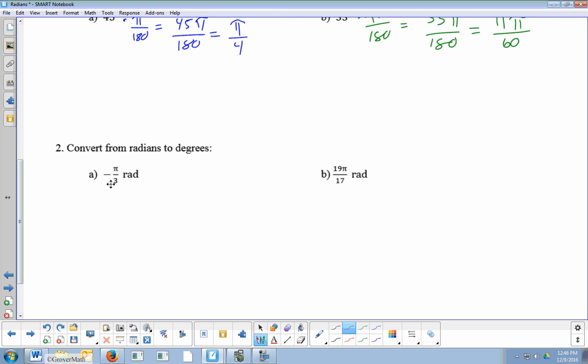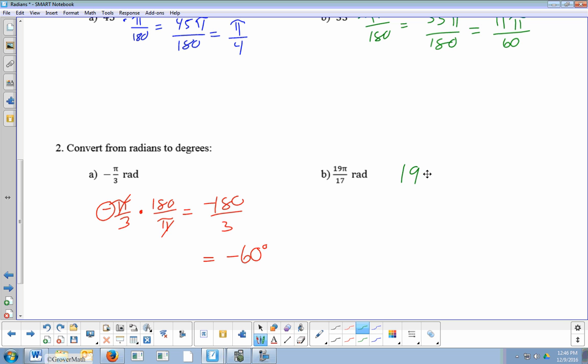So if I want to convert negative pi over 3 into degrees, I'm going to multiply it by not pi over 180. That would give me pi squared. I don't want that. I want the pi gone. So I multiply by 180 over pi. And the pi's will cancel out here, and I'll end up with a negative sign still there. So it'll be negative 180 over 3, which is going to come out to be negative 60 degrees.